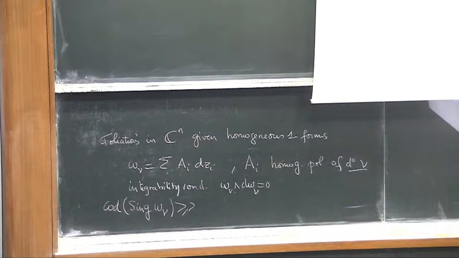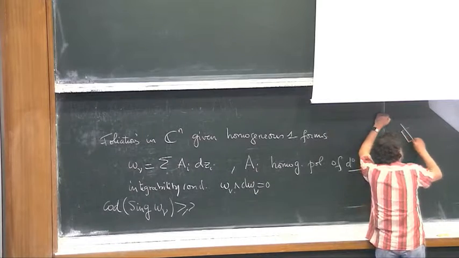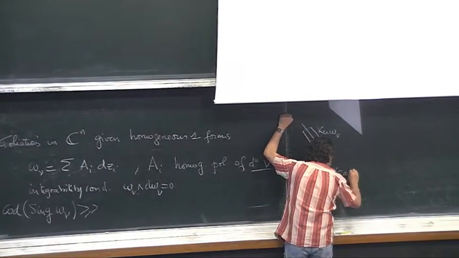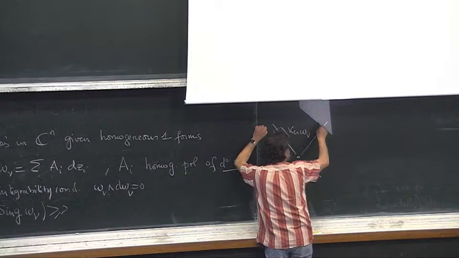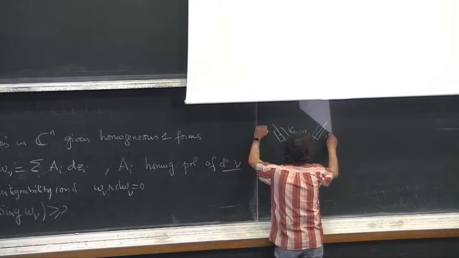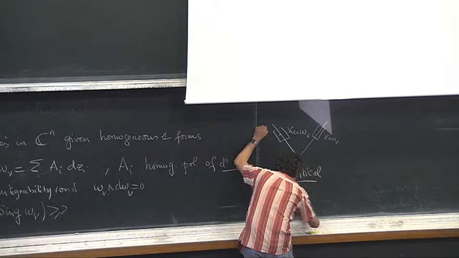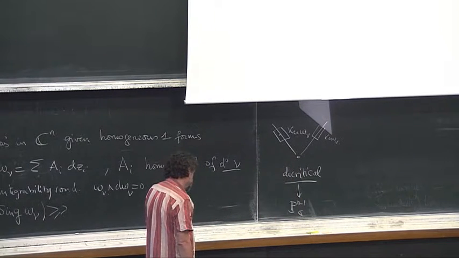And there are two types of form. The first is called dicritical. That means that at each moment, the lines passing by zero are in the kernel of the form. This is a dicritical case. And in this case, the foliation in Cn goes to Pn minus 1. So the dicritical case describes foliation on Pn minus 1.